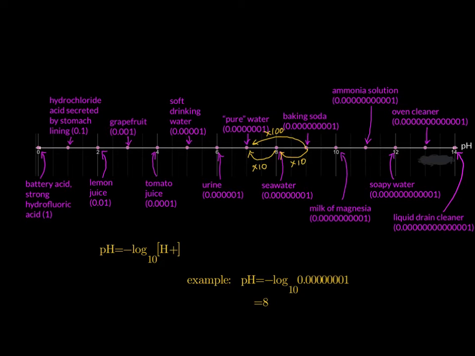So if you do, let's say, 2.4 ticks to the left, well then this value on the left is 10 to the power of 2.4 stronger of a solution than here. And to go to the right, you would just have to multiply by 10 to the power of negative 2.4.